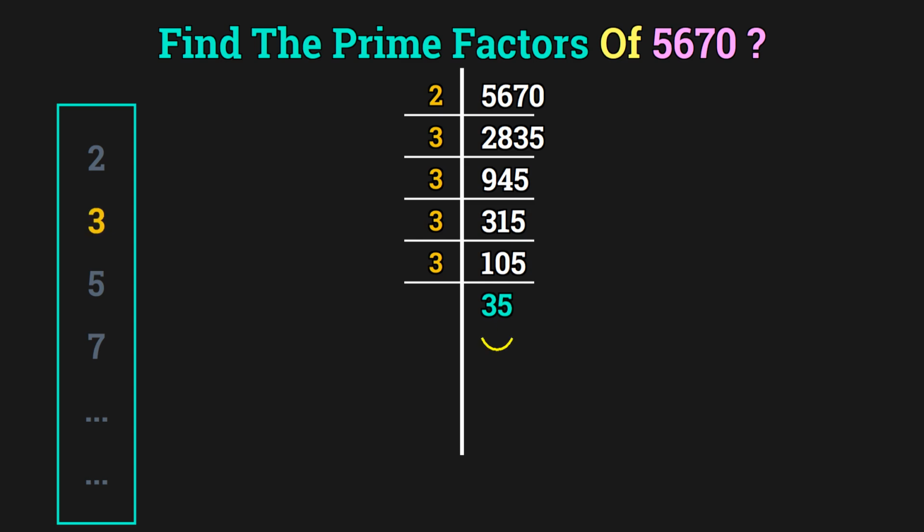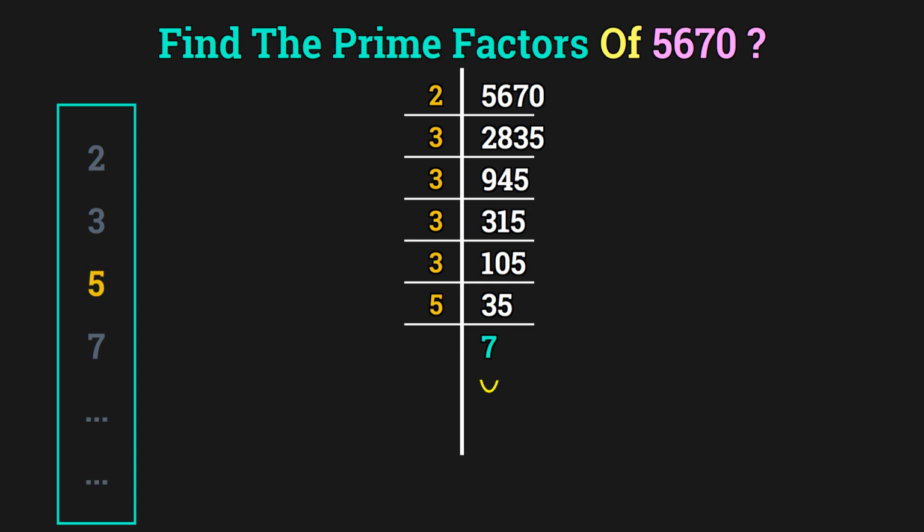Dividing 35 by 3, the result is not integer. Since the result is not integer, so we will try to divide by the next number. Dividing 35 by 5, which equals 7. So 35 divided by 5 equals 7.